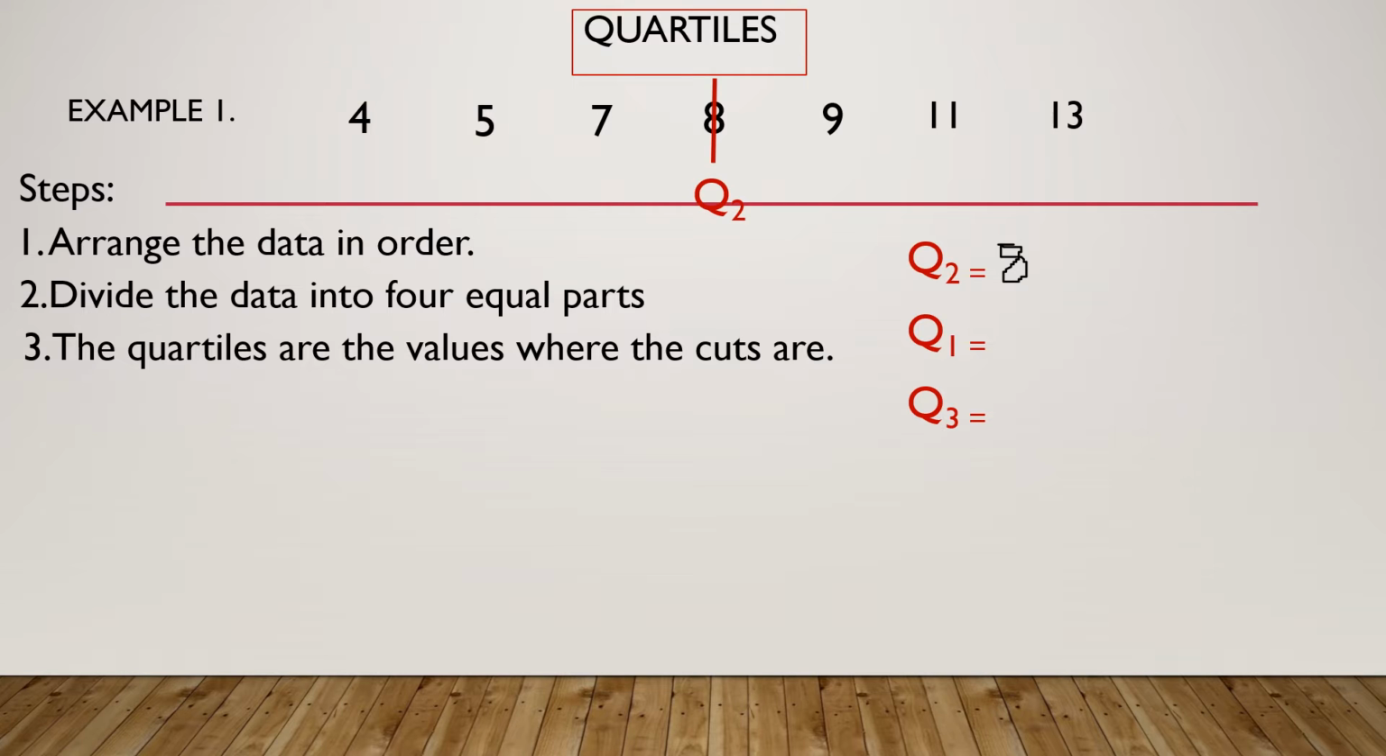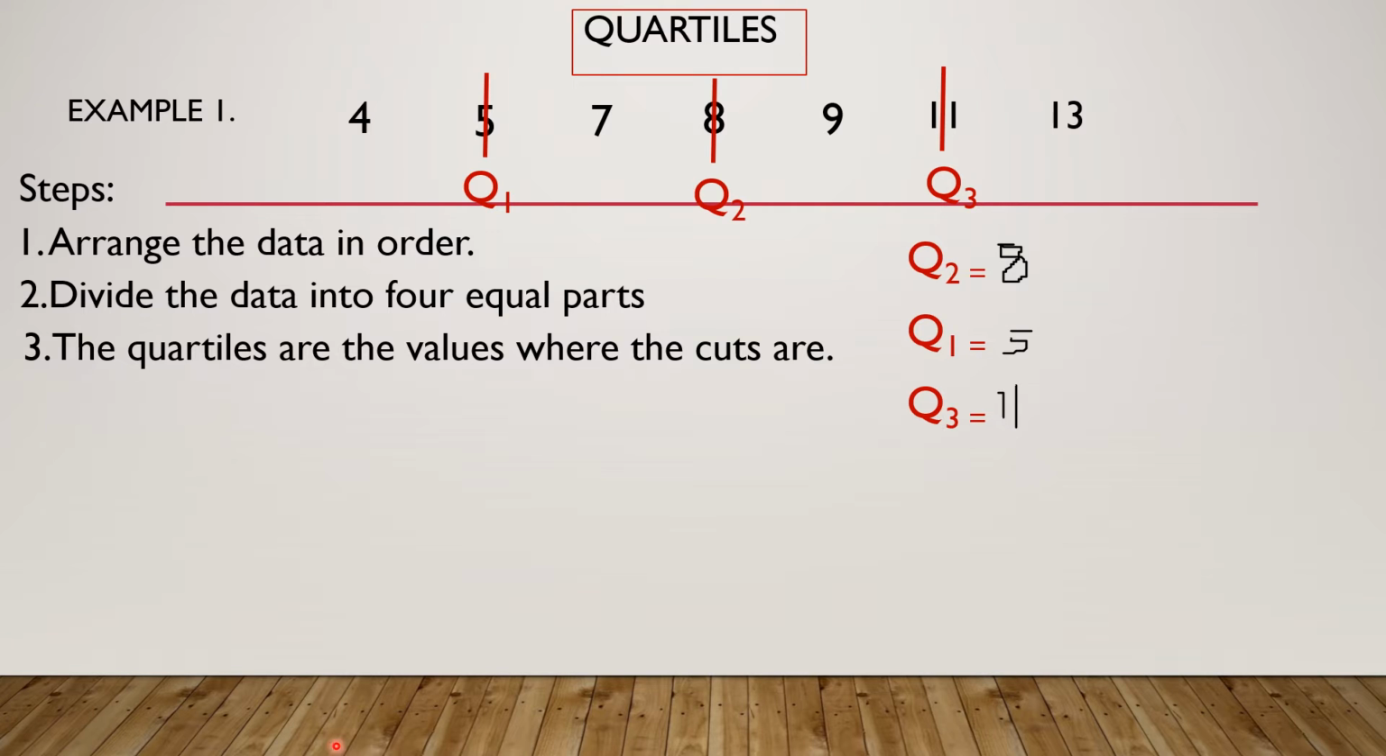Okay, now we have here the lower half and the upper half. You need to find the median of these values here. So there are 3, and the median therefore is 5, the middle. And that middle of the lower half is what we call the first quartile. And the median of the upper half is what we call the third quartile. So we have now the first quartile equal to 5 and the third quartile equal to 11.